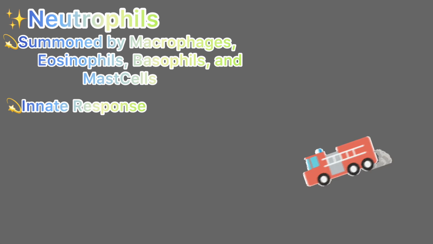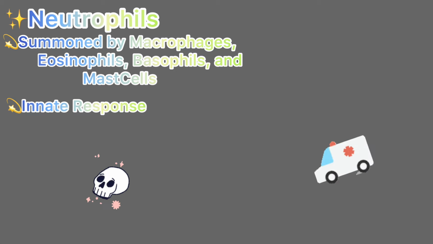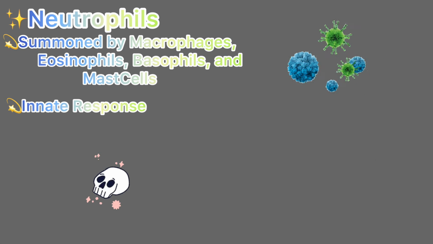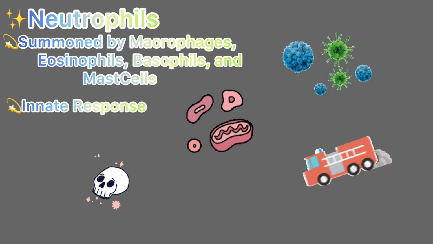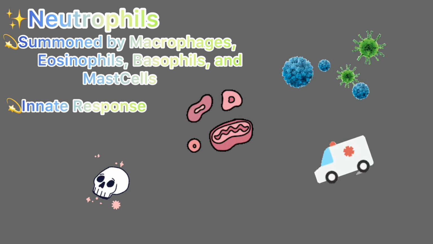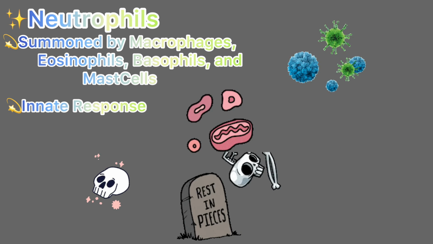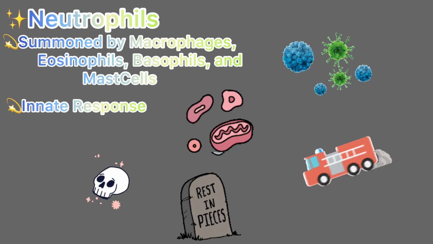Neutrophils are summoned by macrophages, eosinophils, basophils, and mast cells because of the chemical cues they give off. Neutrophils are in the innate response too and are sort of like first responders at the site of an infection or trauma. They release toxins that kill or inhibit bacteria. They also recruit other immune cells to the site of infection. They can also sacrifice themselves for the greater good. Rest in peace, neutrophil. The others will avenge you.